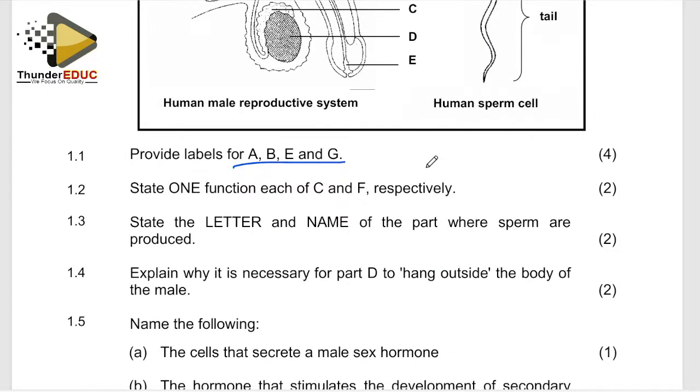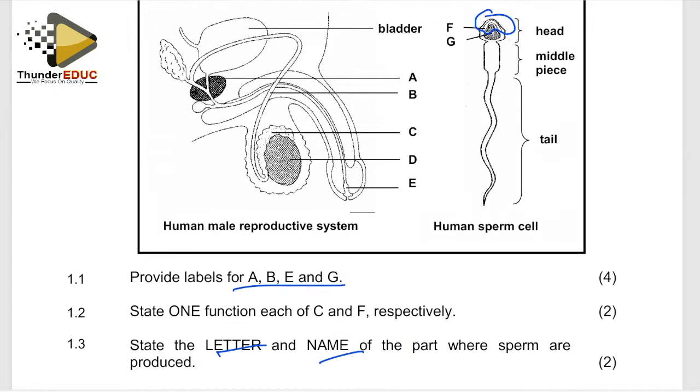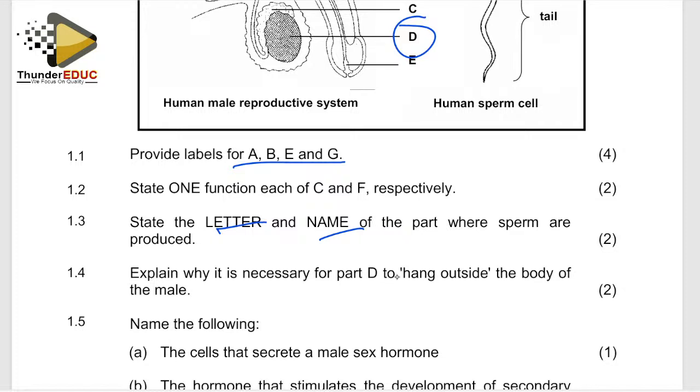They're saying: label, give the letters and the name of the part where sperms are being produced. Where are the sperms being produced? They are produced from D. And what's that D? Is it testis? Explain why it is necessary for part D to hang outside the body of the male. Why should the testes hang outside the body of the male?